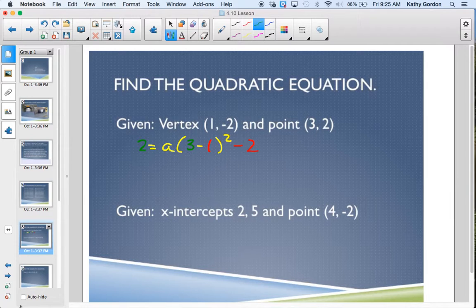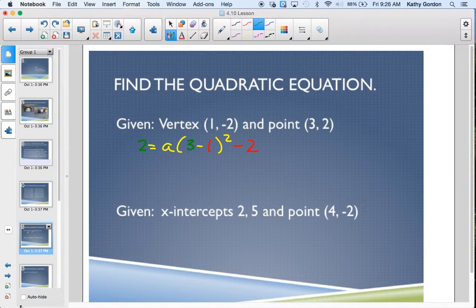That a is going to tell us, with this vertex, how much does the parabola have to shrink or expand to be able to fit into this other point as well. That's why we have to have more than just the vertex to really know what the equation for a parabola is, because just having the vertex doesn't tell us anything about how wide or how narrow the parabola is going to end up. Having that other point gives us an indication, and then it's the a that we have to figure out that's going to make that fit.